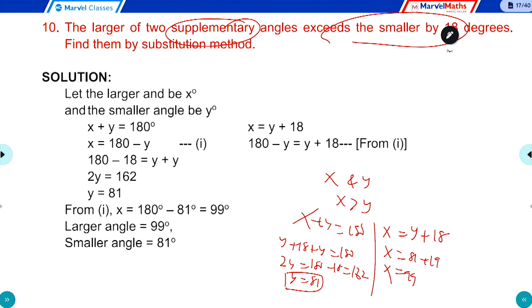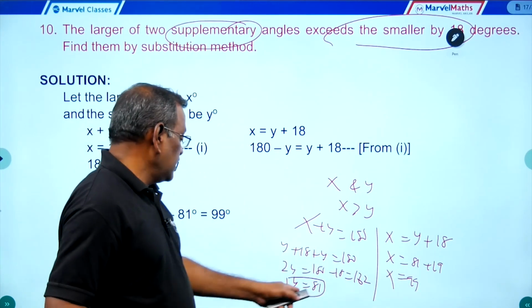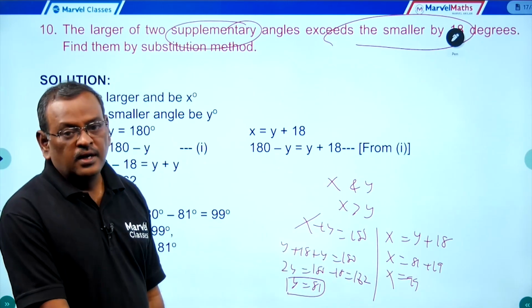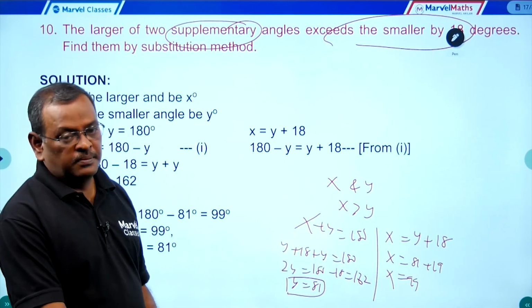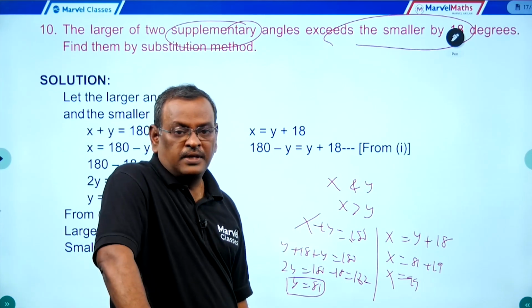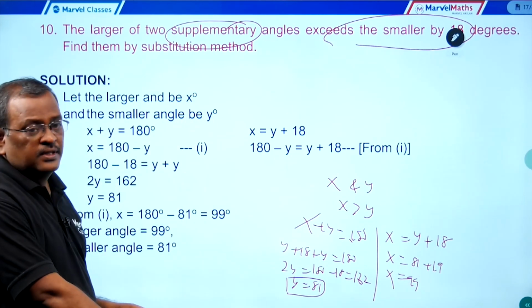Now verify whether your answer is correct. If you add these two angles, you will get 180, and if you add 18 to the smaller number, you will get the other angle. So this is a problem related with two angles. It may be complementary or supplementary. If it is supplementary, the total sum of the angles is 180. If it is complementary, the sum of the angles is 90 degree. Another condition will be given in the question.